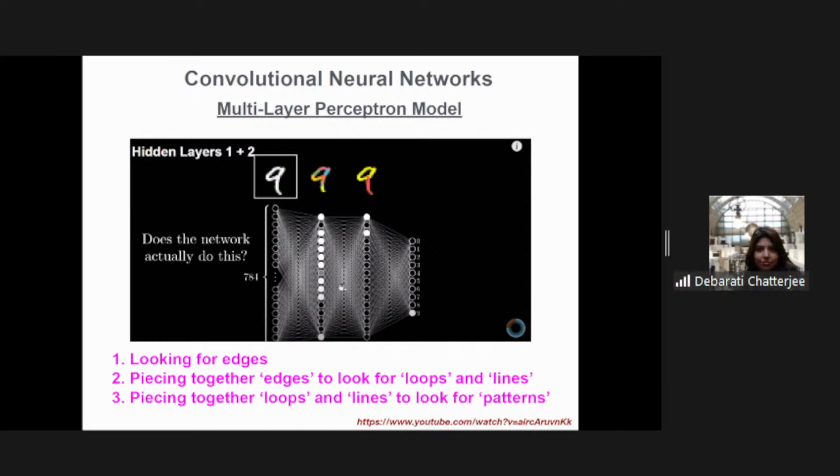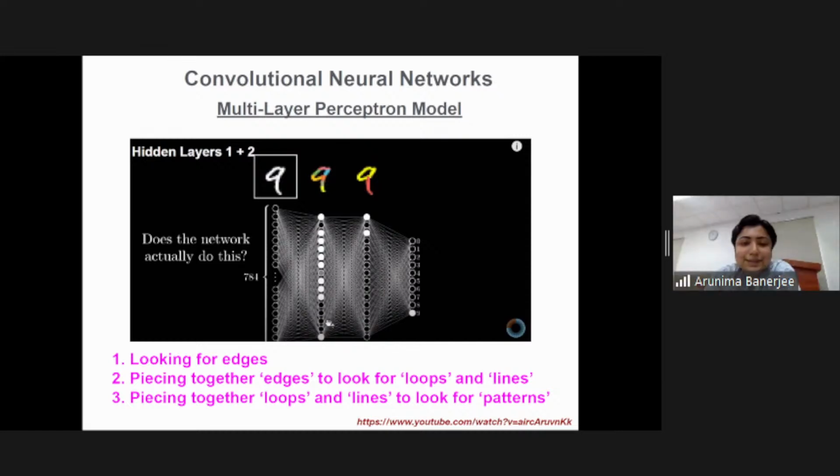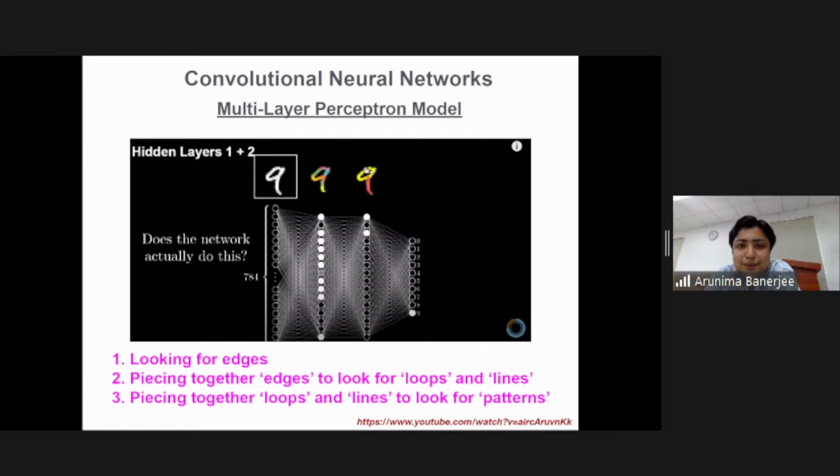Please continue. Okay. So in the first layer, we look for the edges. In the next layer, we look for loops and lines. See, I connect these edges together to make a loop, which forms this loop of 9. And then I also look for lines. Then, piecing together loops and lines, I look for a pattern. This is my pattern over here. So it's like a stencil.